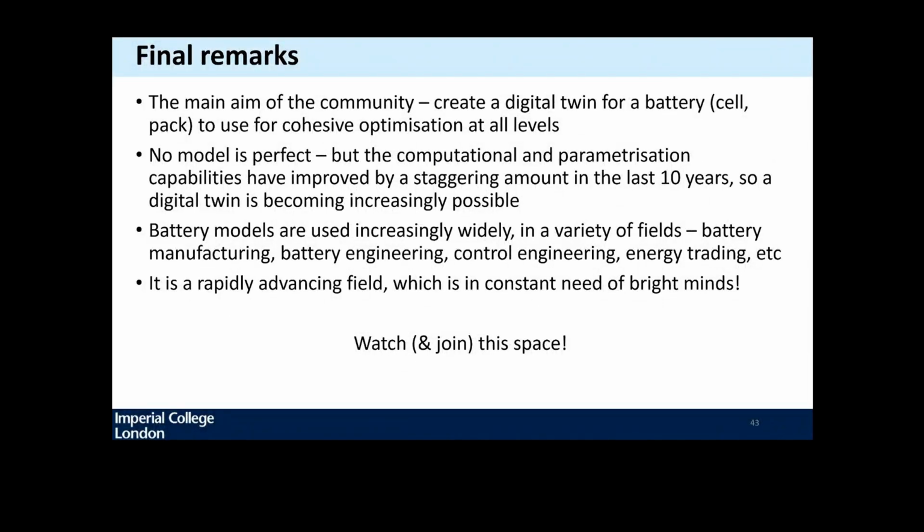But I wanted to say that compared to where the field was 10 years ago, there's been such a staggering amount of improvements, both in computational solvers, so they are much faster, and also in how we parameterize and characterize batteries to input that information into the models, that it seems now that a digital twin is not only possible but probable within the next 5 to 7 years. So it's definitely a good time to join the community and do some very impactful interdisciplinary research.